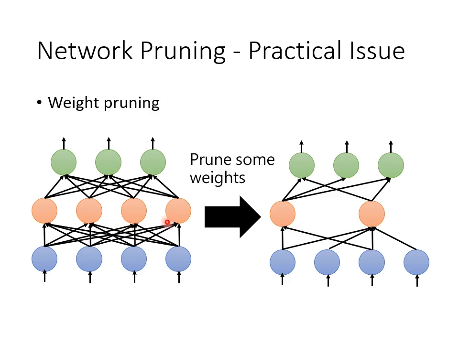And after we remove this unimportant parameter, we might get a network which is irregular. What does irregular mean? For example, let's look at the red neuron. It connects to 3 green neurons. However, the second red neuron only connects to 2 green neurons. Moreover, this red neuron only gets inputs from 2 blue neurons. But this red neuron, on the other hand, has 4. Hence, if you prune the parameter as a unit, you might get an irregular network.